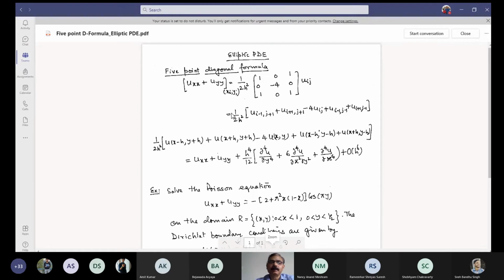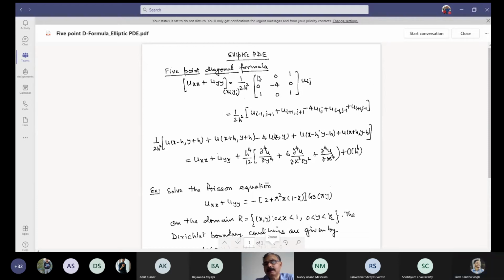The formula is uxx plus uyy, that is the Laplacian at the point xi, yj, equal to 1 by 2h square. This is the pictorial form. This is the uij position, so minus 4 uij. See this value? Minus 4 uij, right? Then u i minus 1, j minus 1. This is your i minus 1 variable, left side diagonal, i minus 1 and j minus 1. Is that right?